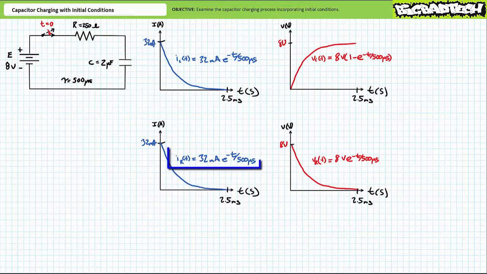Current through resistor 1 as a function of time, IR1 of t, during the charging process, also equaled 32 milliamperes times e to the negative t over 500 microseconds. Current through resistor 1 and all elements in series with it experiences an initial surge of 32 milliamperes and decays to 0 over 5 time constants or 2.5 milliseconds. Finally, VR1 of t during the charging process was 8 volts times e to the negative t over 500 microseconds. Voltage across resistor 1 surged to 8 volts and decayed to 0 over 5 time constants or 2.5 milliseconds.